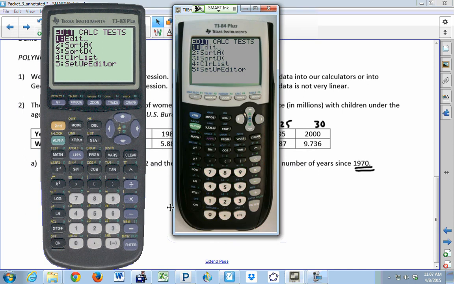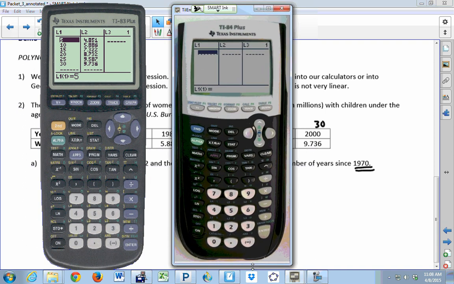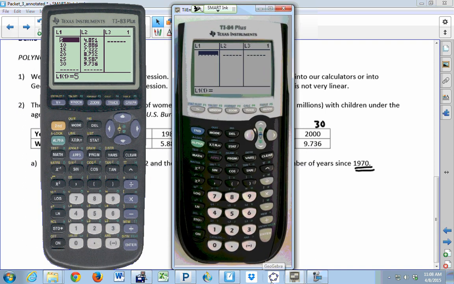Okay, so you hit edit, enter. And if you notice on one of these calculators, I already have the data entered, so I could be right with you time-wise. I left one of them blank. So for L1, that's going to be the years since 1970. I'm just going to enter my data, 5, 10, 15, 20, 25, 30. So that takes me up to the year 2000.